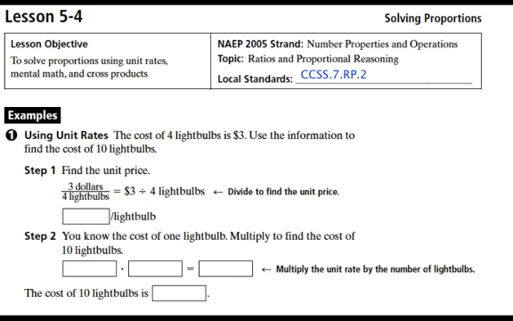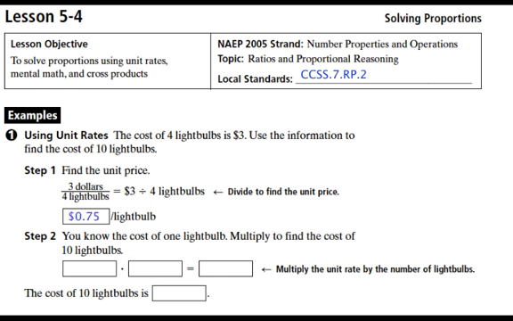Let's take a look at example 1, using unit rates. The cost of 4 light bulbs is $3. Use the information to find the cost of 10 light bulbs. Step 1, we're going to find the unit price. We had $3 for 4 light bulbs. So if you take $3 and divide by 4 light bulbs, that will tell you how much it is per light bulb. 3 divided by 4 is 75 cents per light bulb.